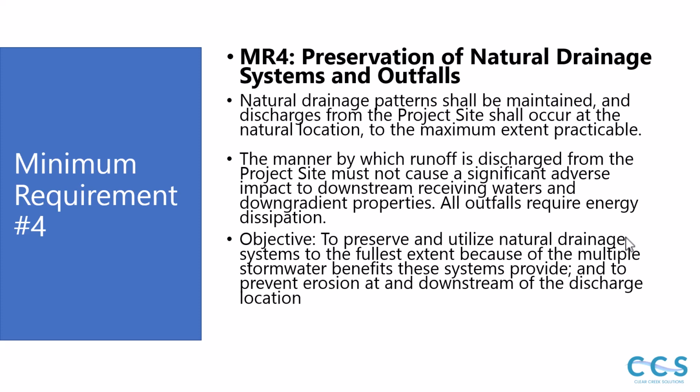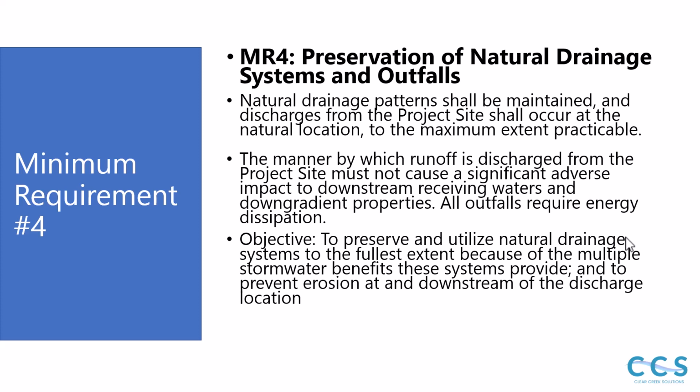Now we're going into minimum requirement number 4, which is preservation of natural drainage systems and outfalls. The natural drainage patterns shall be maintained, and discharges from the project site shall occur at the natural location to the maximum extent practicable. The manner by which runoff is discharged from the project site must not cause a significant adverse impact to downstream receiving waters and downgradient properties. All outfalls require some form of energy dissipation.